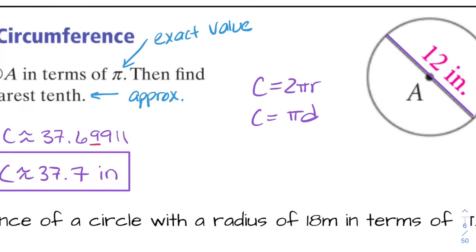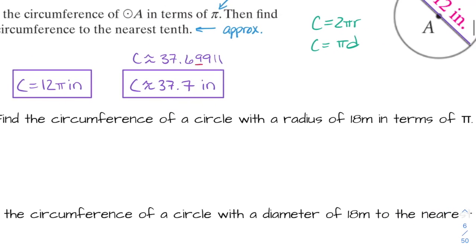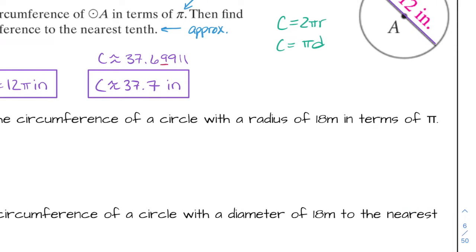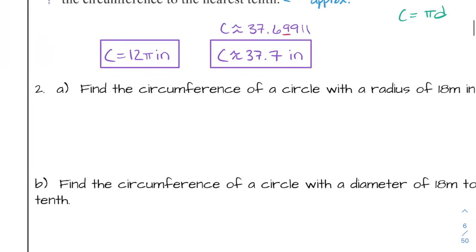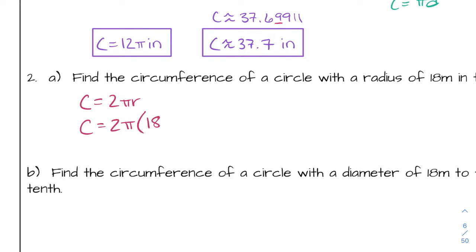Okay, that's it. Let's change this so that it's a different color. There we go. All right. Find the circumference of the circle with a radius of 18 meters in terms of pi. So here we're going to do the circumference of a circle with radius. So circumference equals 2 pi r. So circumference equals 2 pi, the radius is 18 meters. So circumference then equals 36 pi meters.